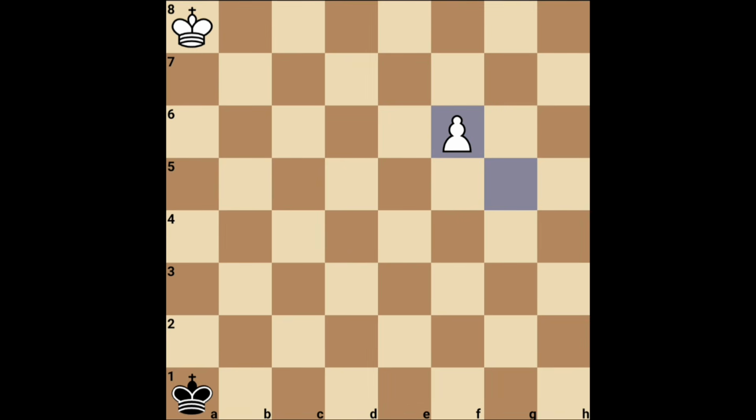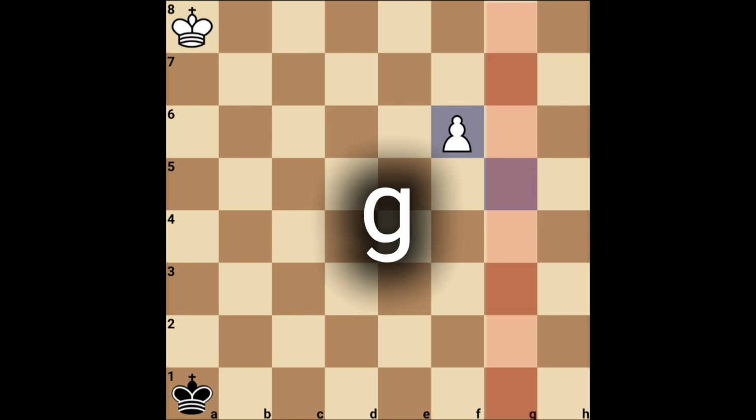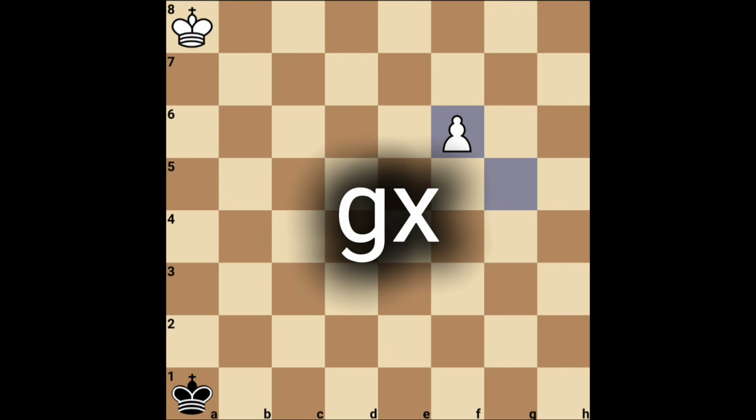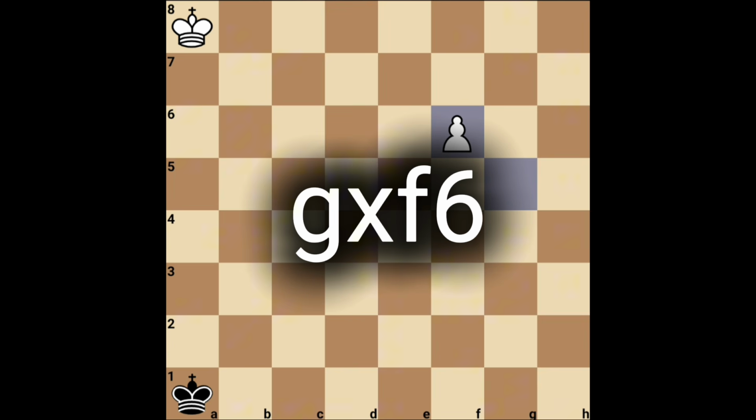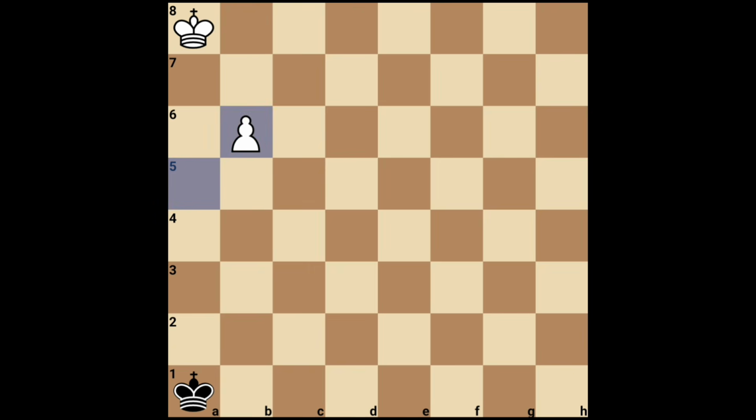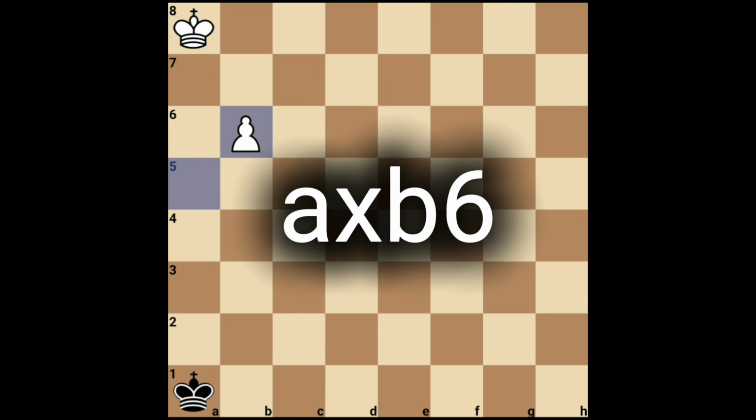We take the originating file of the pawn, in this case G, and use X to indicate it is a capture, followed by F6. So it would be pronounced as G takes F6. How do you annotate this? That's right, A takes B6.